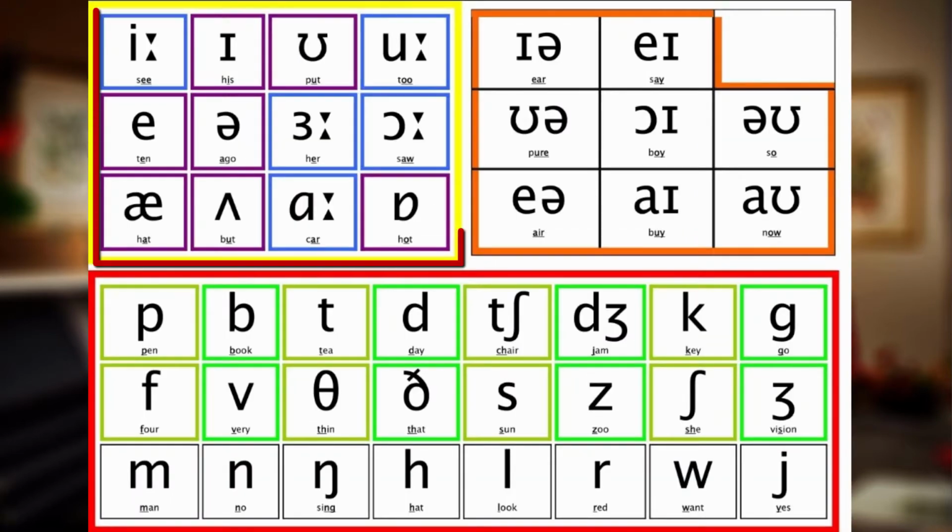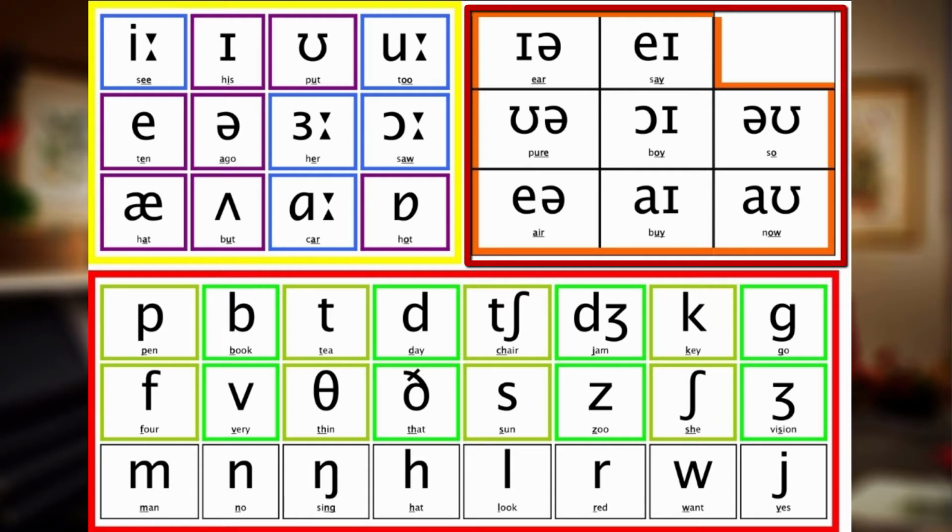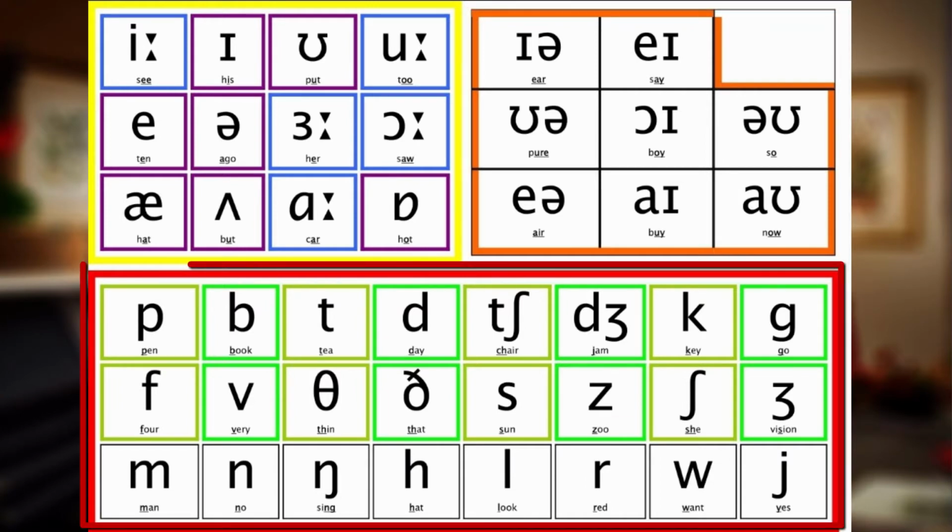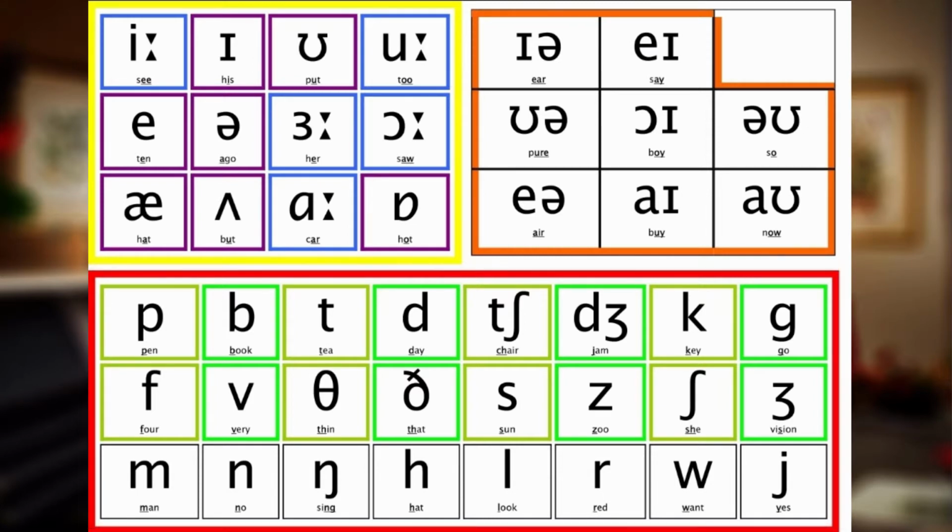Okay students, these 12 symbols are vowels, short and long vowels together. These you can see in the yellow circle, and next to these vowels are some 8 diphthongs, right? And then there are these 24 consonant sounds, right? So we'll be starting with the consonant sounds.